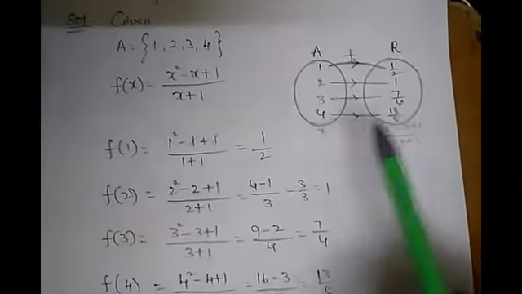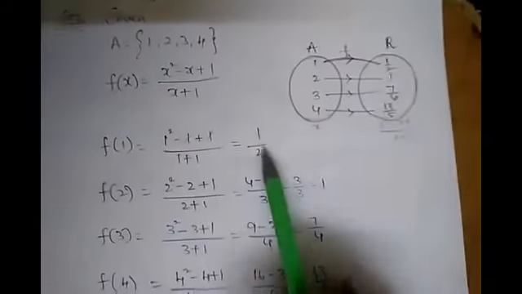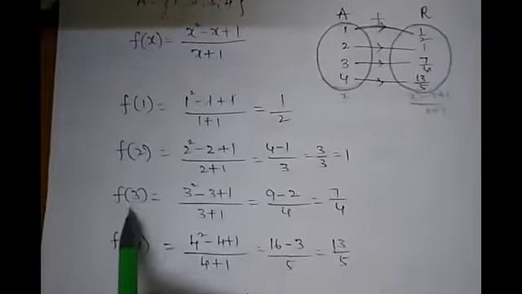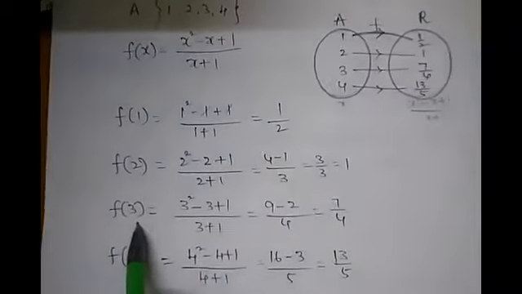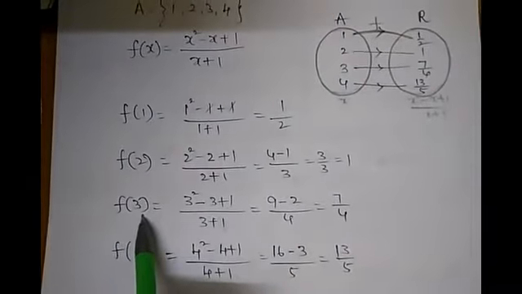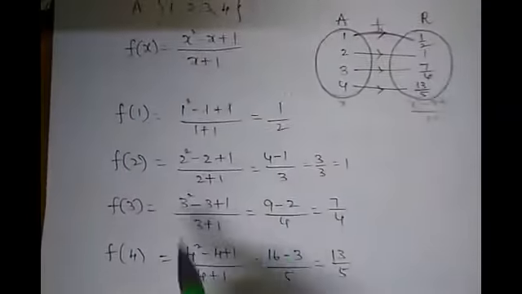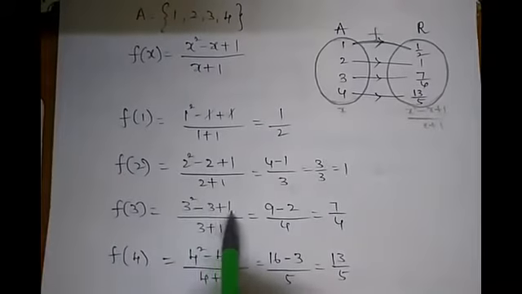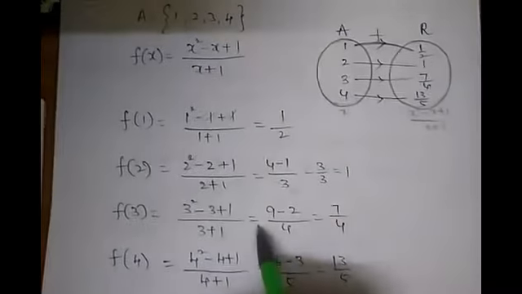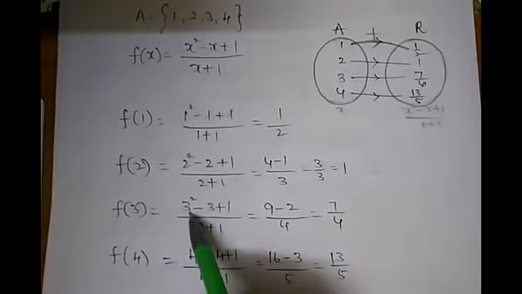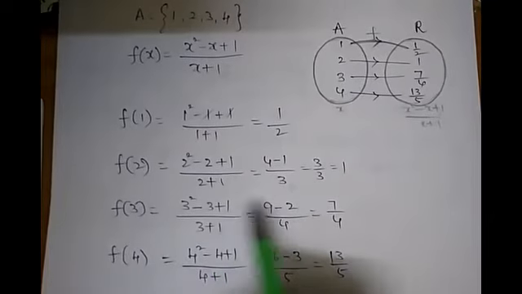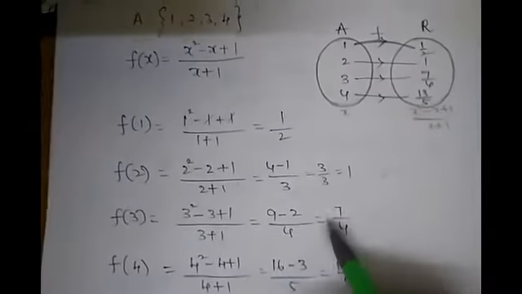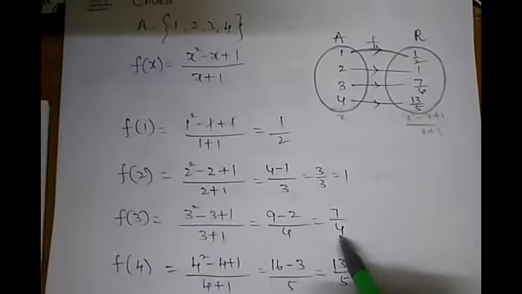That is, 1 is mapped to 1 by 2 and 2 is mapped to 1. And if x is equal to 3, then f of 3 equal to, substituting x equal to 3 on the right side, 3 square minus 3 plus 1 by 3 plus 1, which is equal to 3 square 9, minus 3 plus 1 is equal to minus 2. So 9 minus 2 by 3 plus 1, 4, that is equal to 7 by 4.